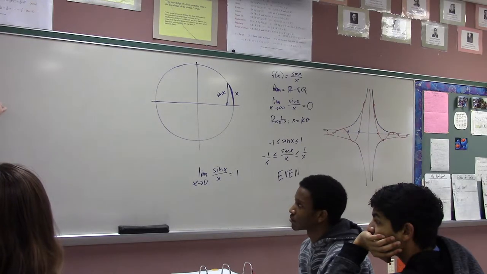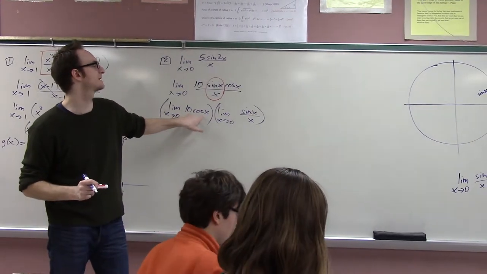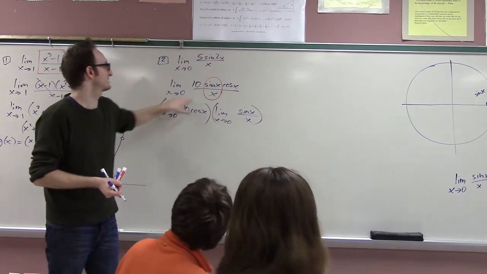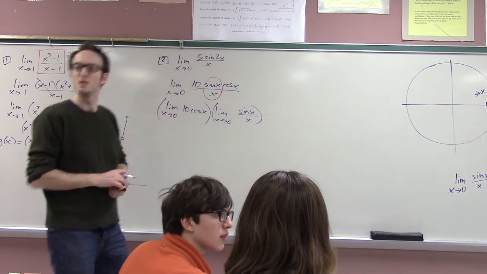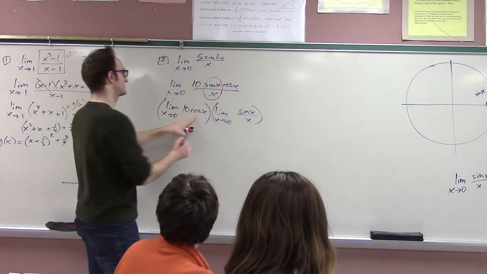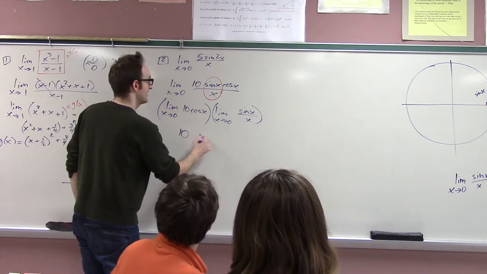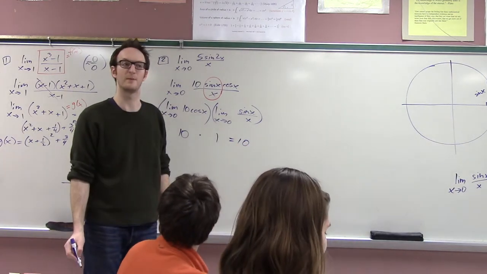So something like this, right? And actually, that kind of makes sense because if 10 cosine x is going to some number and sine x over x is going to some number, then does it seem reasonable that the product of those two would go to the product of those numbers? Seems reasonable to me. So, as you guys told me, cosine of 0 is basically 1. So this is 10, and this we just remembered as 1, so this whole thing is 10. Cool? Cool. Okay. There was another way.